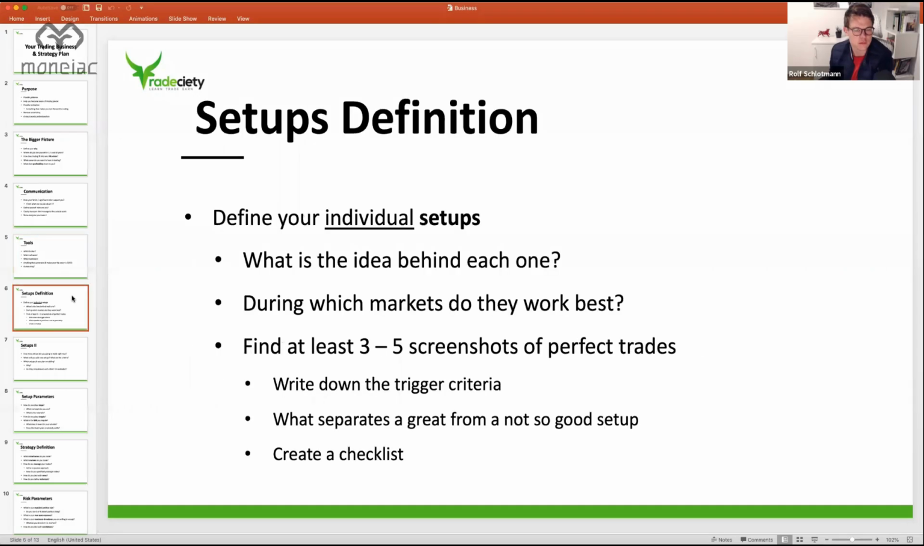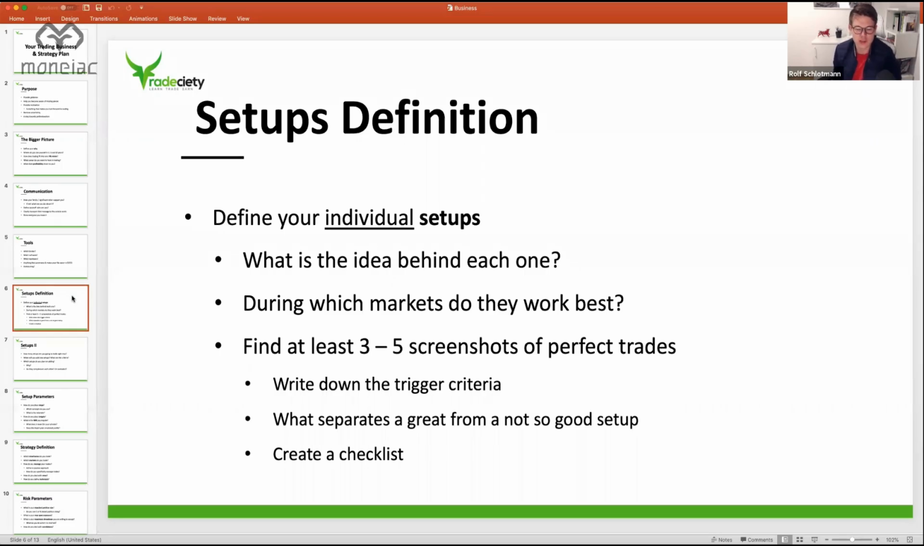Yep. All right, so let's get to a little bit of the technical stuff. Now we have cleared the surroundings. For each setup, you need to do this separately. You need to define each individual setup, and you really need to have a very profound and very in-depth idea of what the setups mean, how they look, and what really makes them up. So what is the idea behind each one?